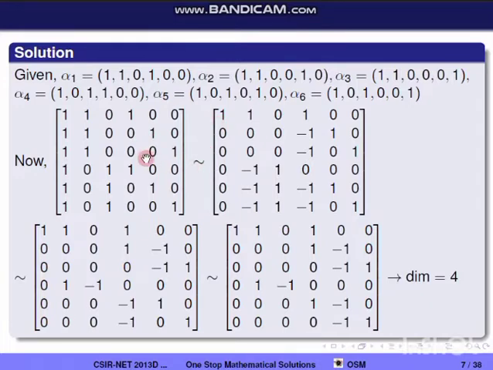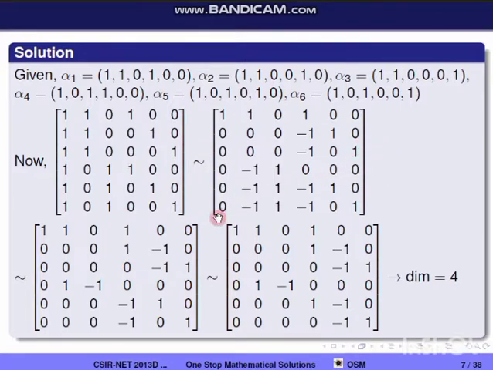So here what I have done is R2 is changed by R2 minus R1, R3 by R3 minus R1, R4 by R4 minus R1, R5 by R5 minus R1, R6 by R6 minus R1. So we'll get this matrix.